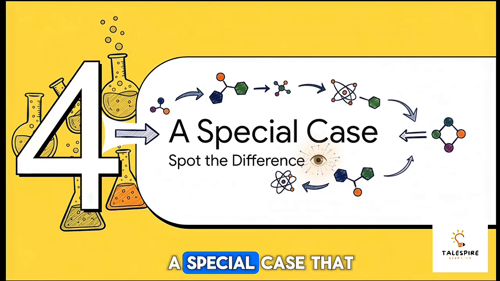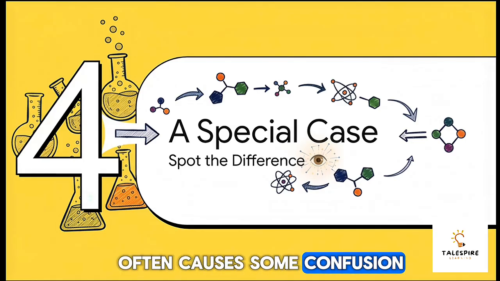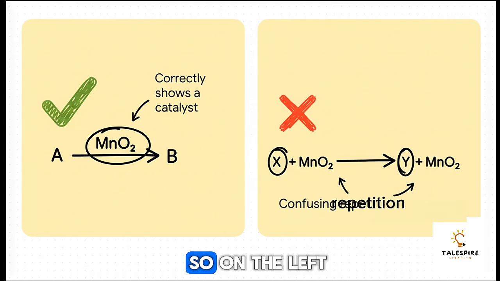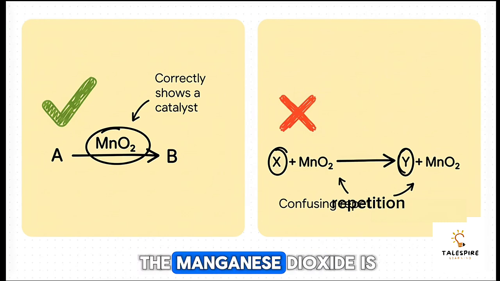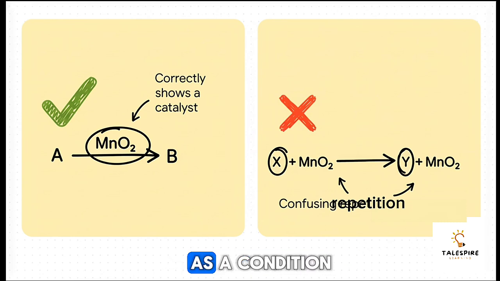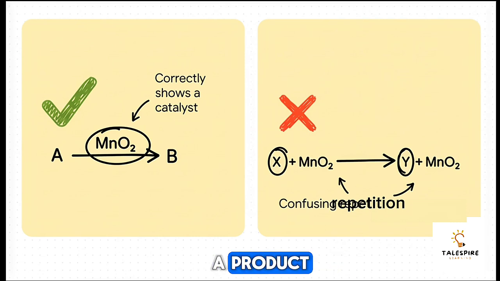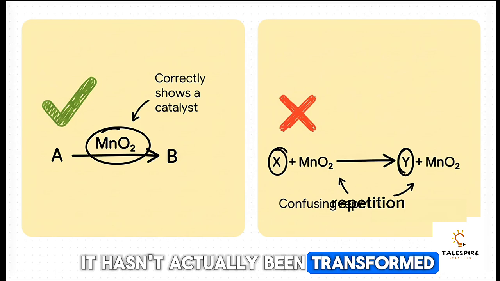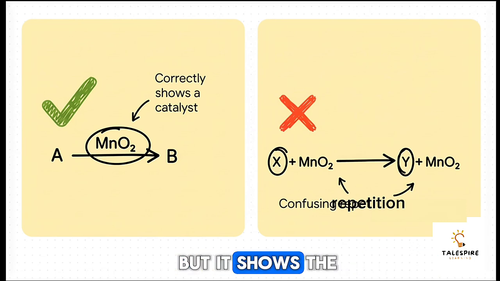Now, let's look at a special case that often causes some confusion: catalysts. How they're written in an equation makes all the difference in the world. Let's compare 2 examples. On the left, in equation A, the manganese dioxide is correctly shown above the arrow. This clearly marks it as a condition, a catalyst. But look at equation B. Here, it's listed as a reactant and as a product. Since it shows up on both sides completely unchanged, it hasn't actually been transformed. It's a bit of a confusing way to write it, but it shows the same thing. It's a catalyst, not a true reactant.